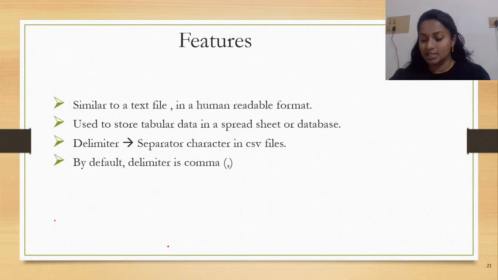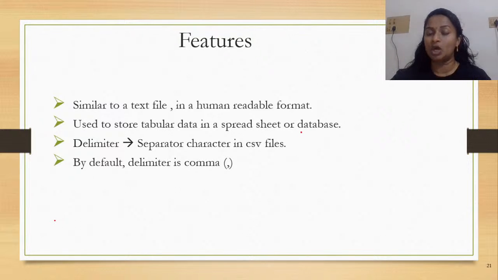Moving on. Now let's have a look at the different features of CSV files. From the definition, we have come across a few of the features. Now we have listed them in bulleted points. The contents are similar to a text file, in a human readable format. So the CSV file content is also human readable. Now the speciality: it is used to store tabular data, the data stored in the format of tables, like in a spreadsheet or in a database.